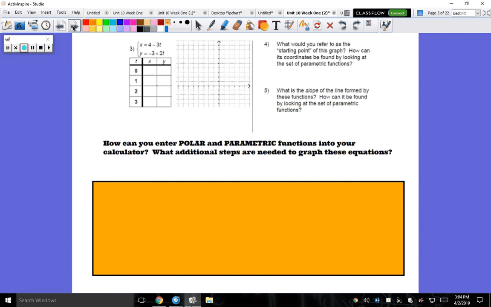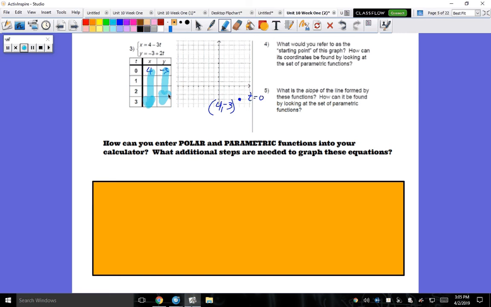Okay, so number 3, it says, what would you refer to as the starting point of this graph? Well, first let's do it. Where am I starting for time is equal to 0? 4, negative 3. Okay, so 1, 2, 3, 4, negative 3. Here time is equal to 0. And do you see how, to me, I think it's easier just to do the chart? Going through each individual point like this and then like this, I feel like it's inefficient and it takes too long. But you could just see the patterns by going straight down and finding them like that.